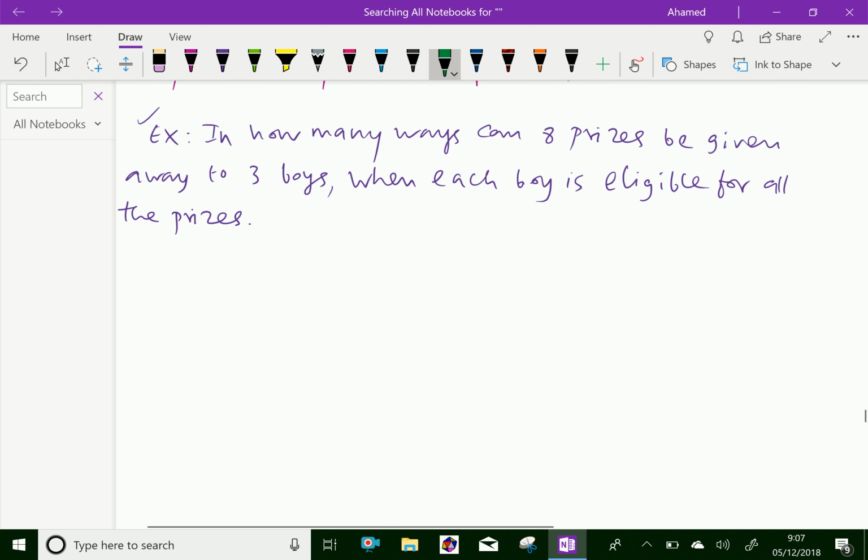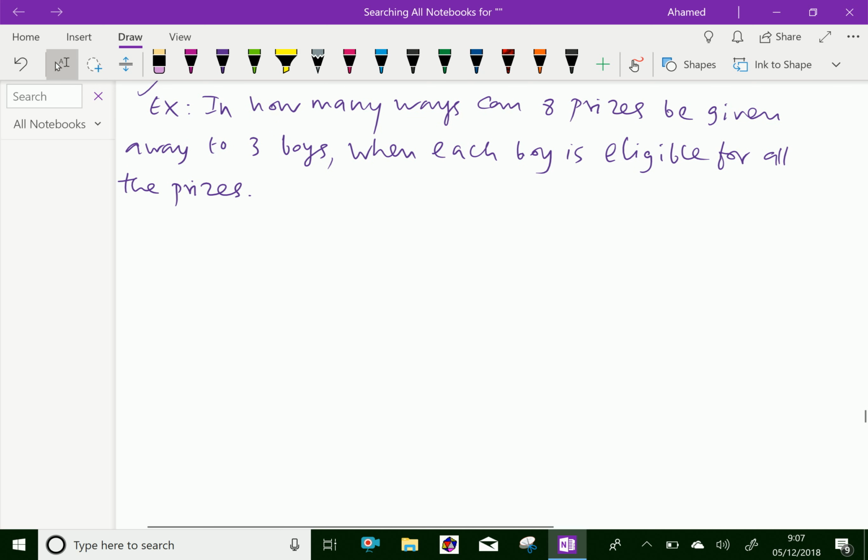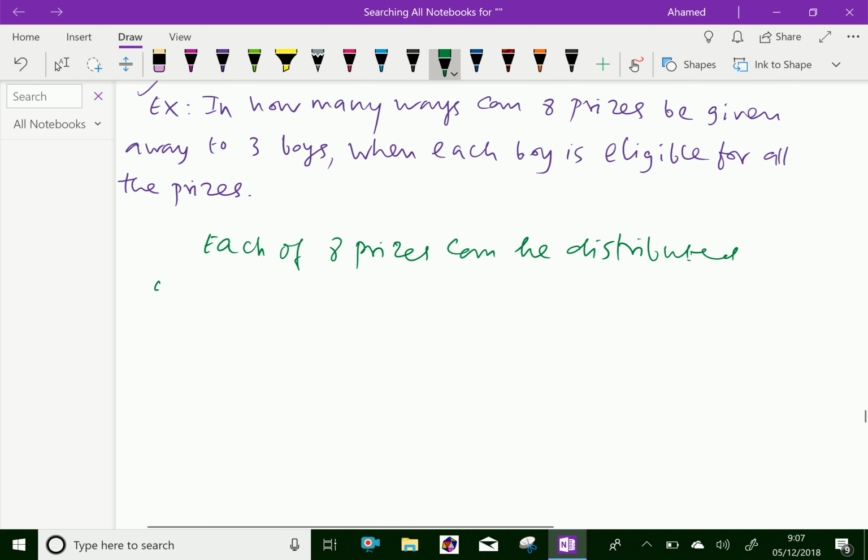Here, each of the 8 prizes can be distributed among 3 boys.